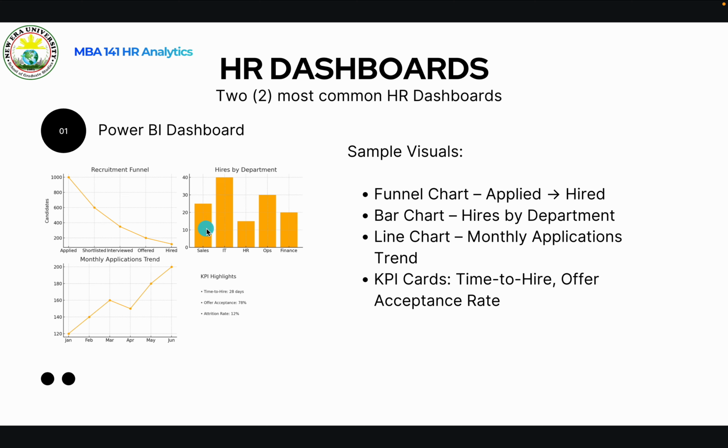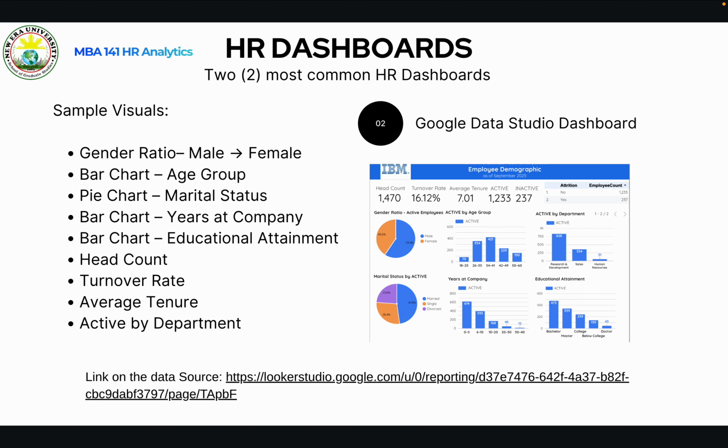a bar chart showing hires by department, a monthly application trend illustrating cyclical hiring patterns, and KPI cards displaying time to hire and offer acceptance rate. These elements give the HR department a consolidated view of organizational hiring performance. On the other hand, we have the Google Data Studio dashboard.